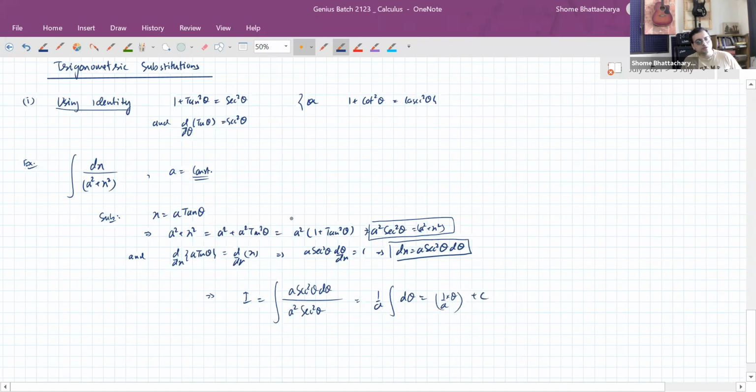plus c. Now we substitute theta: we can see that tan theta was x by a, so theta is tan inverse x by a. So this becomes 1 upon a tan inverse of x by a plus c. Okay. So that is what the integration becomes, the antiderivative of the above function.